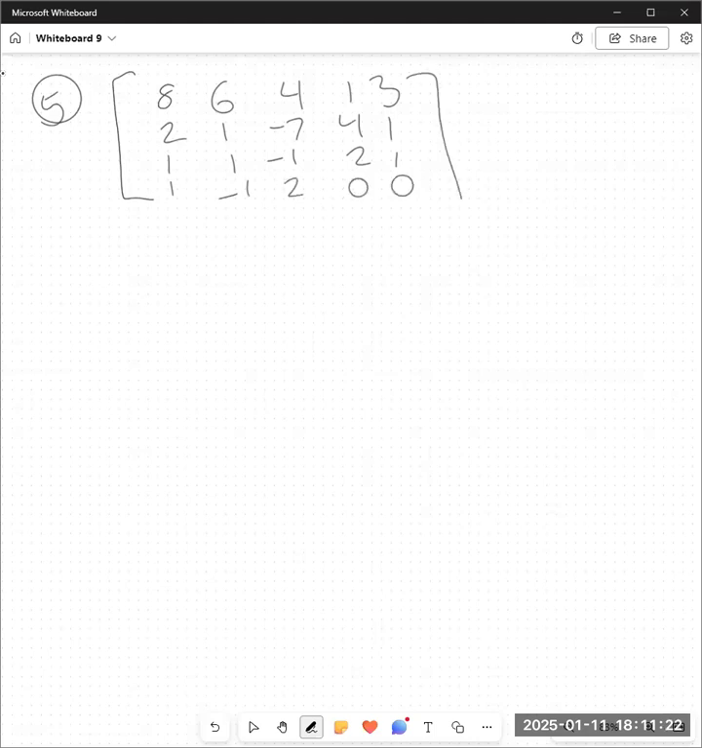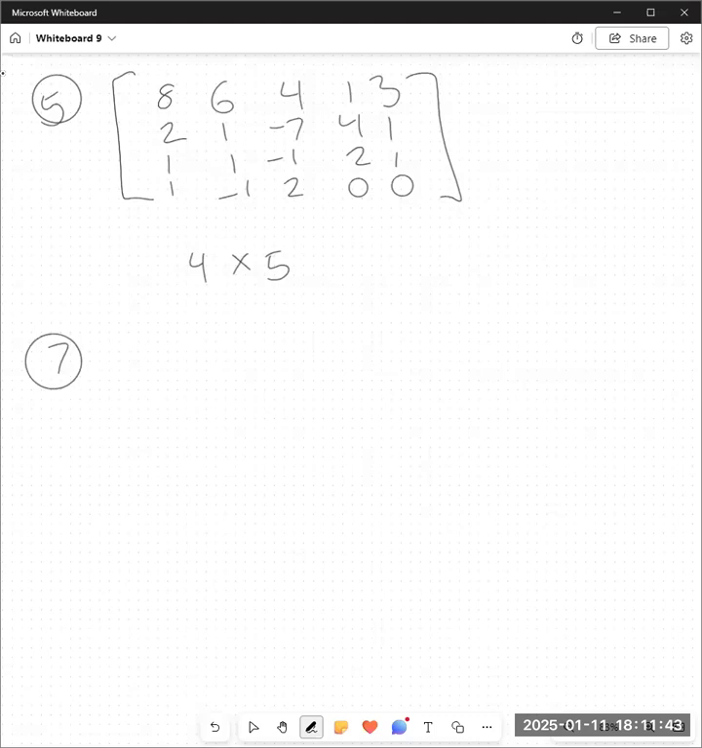So to identify the size of the matrix, we're going to count how many rows it has. 1, 2, 3, 4. And we use an x that is read "by." And then how many columns? 1, 2, 3, 4, 5. So this is a 4 by 5 matrix. Let's move on to number 7 now.